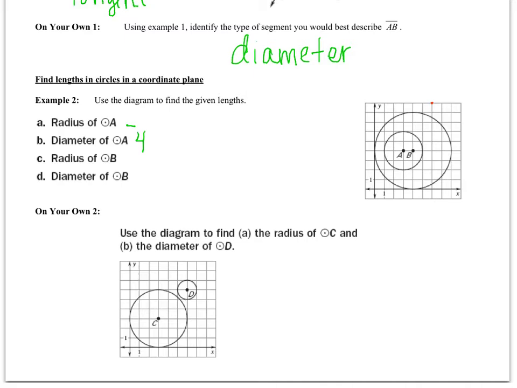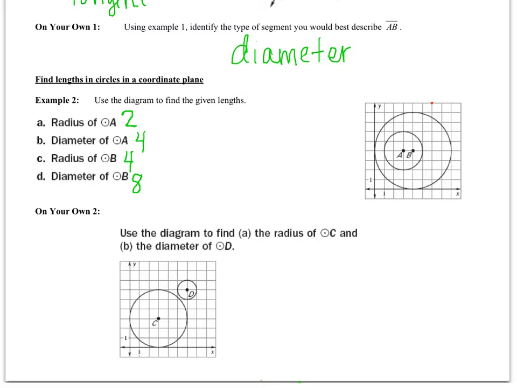So my radius of B is 4. Oh, I meant to write 2 up here for A. I don't know what happened to the rest of my 2. My diameter of B is going to be twice the radius, so that is going to be 8. So you should pause it and try the rest on your own.